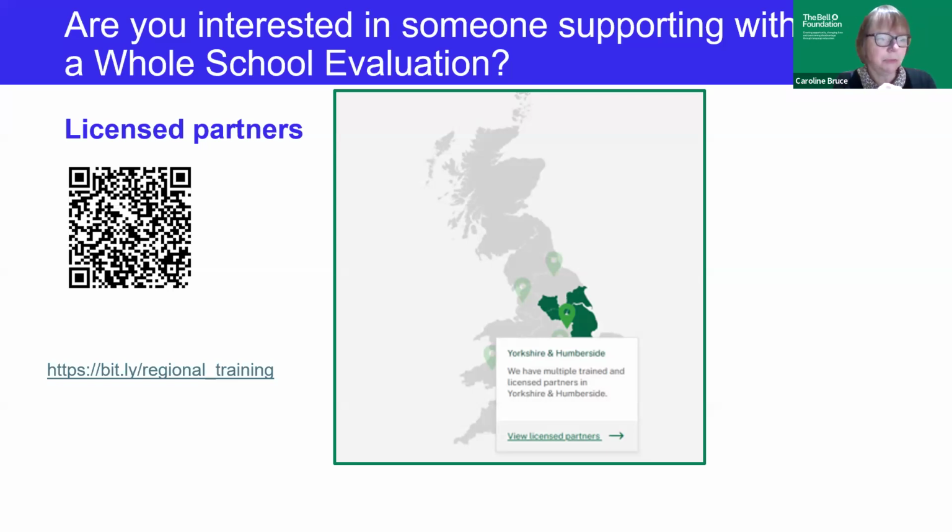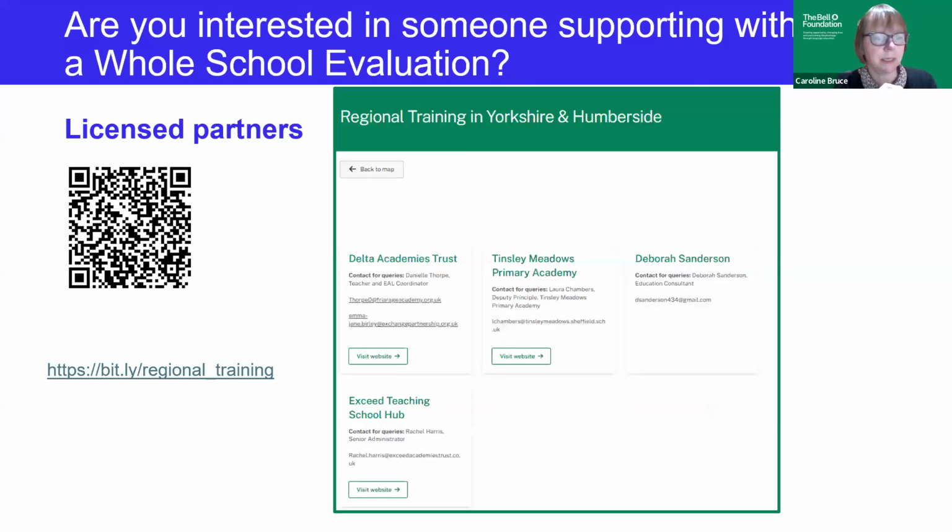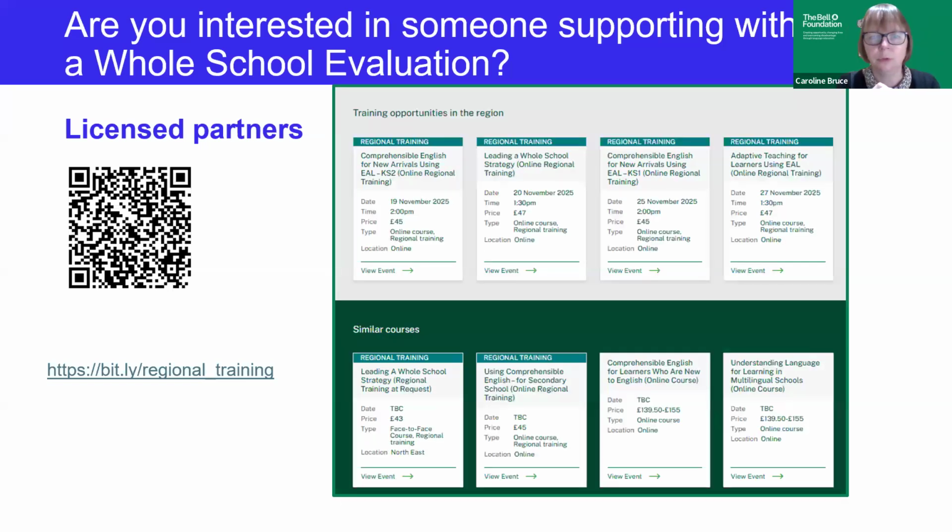And similarly, so if you keep clicking, Karen, similarly, if you're interested in receiving training, perhaps as an action following on from a whole school evaluation, those licensed partners can either go into schools to run training for groups, and many of them also run open access courses. And you can see on the website, if you click again, Karen, there's a lot of them listed already for the next academic year. So that top row is training opportunities that are in the Yorkshire and Humberside area. And they only show 4 at a time. So there's even more on the website if you take a look closely.